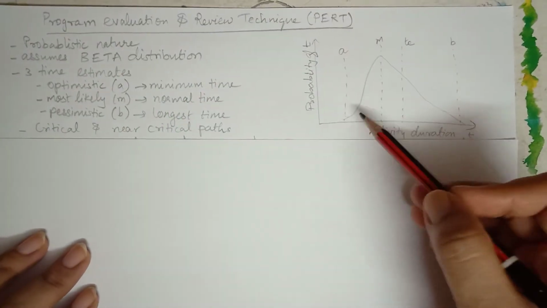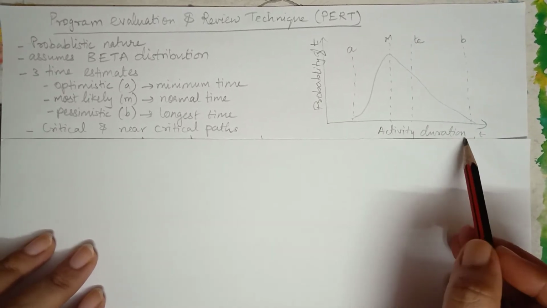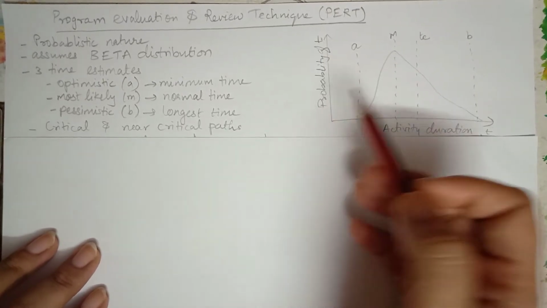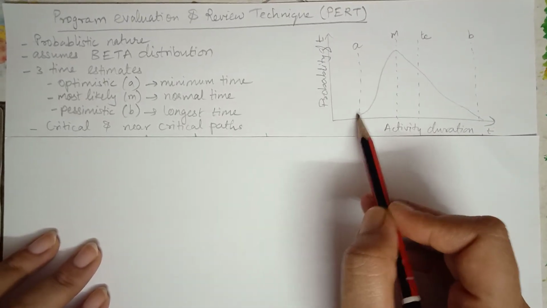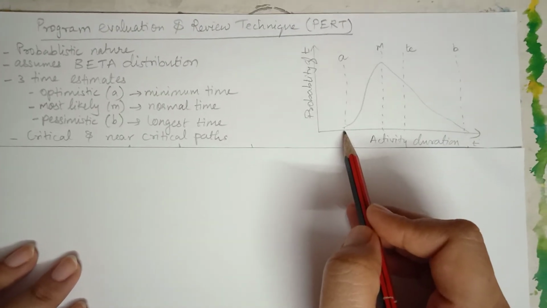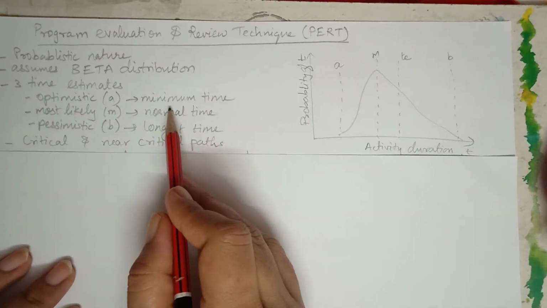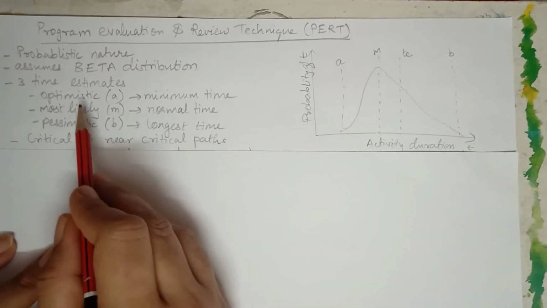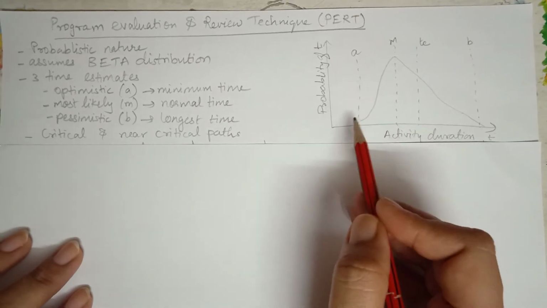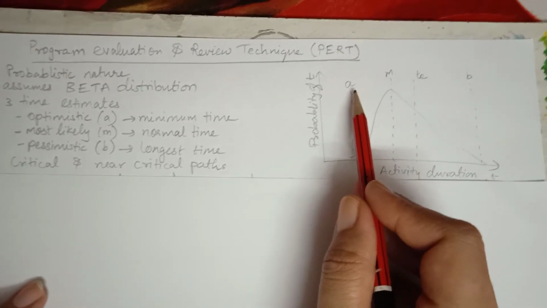As you are aware, a beta curve looks something like this. So we can consider activity duration on, say, x-axis and the probability of duration on the y-axis. So now there are 3 points to be considered on this curve. The left hand point is called the optimistic time period, denoted by A, which tells you the minimum time. Optimistic itself, the name indicates that it is assuming that there are best conditions for an activity to take place, and that's why it will take minimum time to complete.